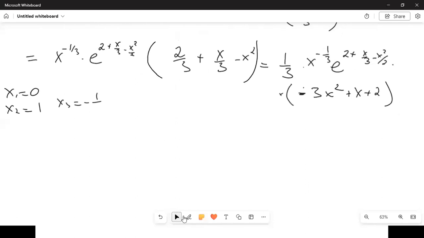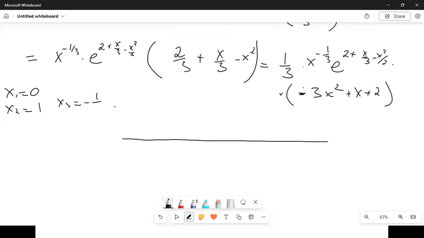So now we need to put, I forgot to write the x3. What was x3? Minus 2/3? Yes. So minus 2/3, we have 0 and we have 1. Now we have these 4 intervals. Let's find the sign of the derivative on each of these intervals.